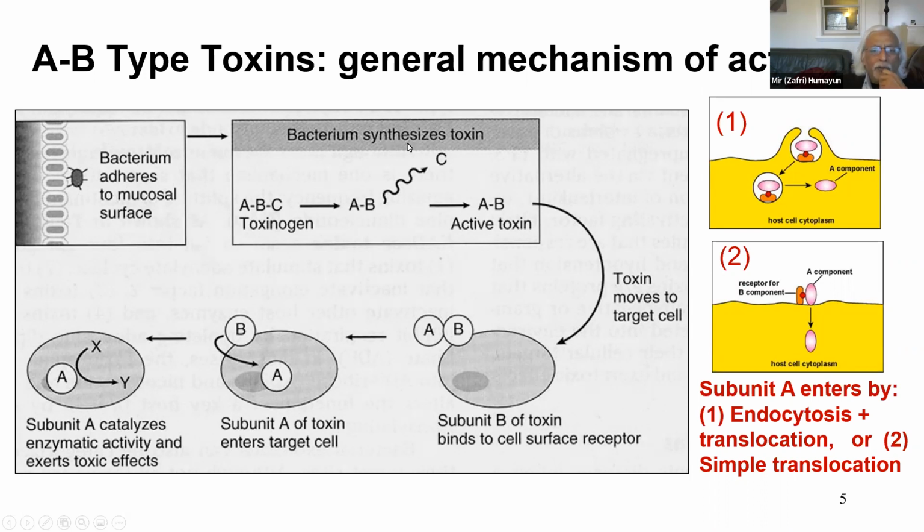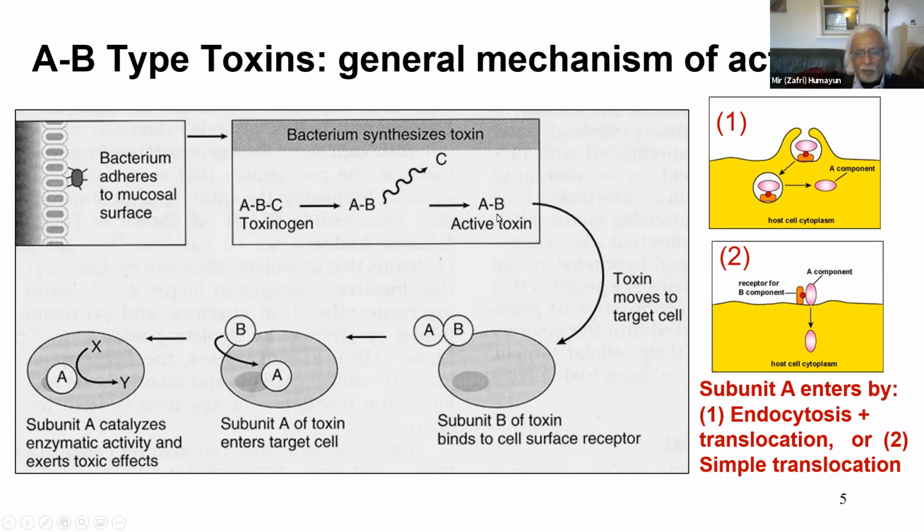The AB toxin is usually synthesized by the bacterium in an inactive form called a toxinogen. The toxinogen must be cleaved to create an active AB toxin. In this case, the C domain keeps the toxin from acting. Proteolytic cleavage of C releases AB, which is the active toxin.